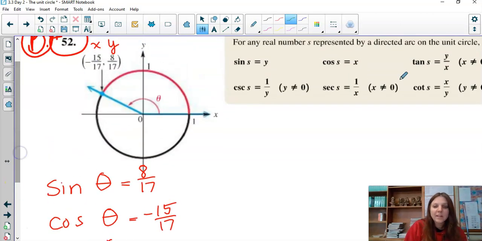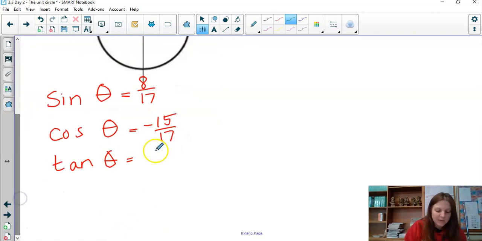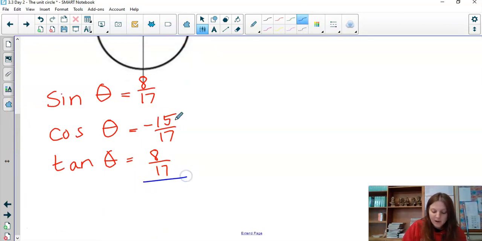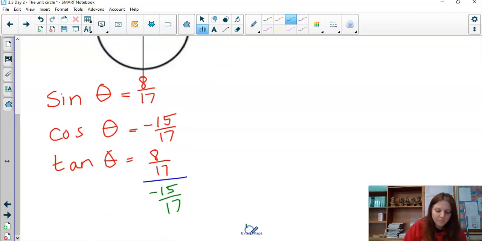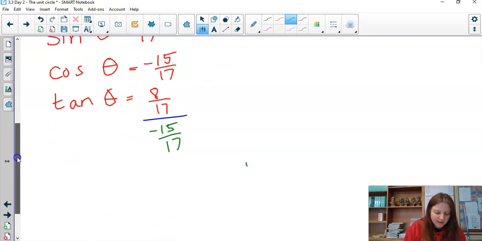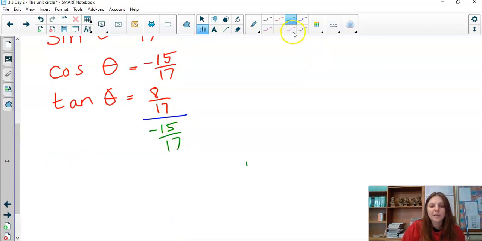The tangent is the y divided by the x. So make sure you write your y first. Be careful when you're writing this out. It's going to be 8 over 17 divided by negative 15 over 17. And again, I'm getting these values from the x and the y up here in this picture. I cannot leave that as 8 over 17 divided by negative 15 over 17.